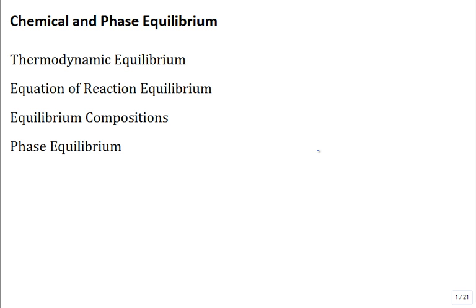So this is the last chapter that we're going to cover. It covers chemical equilibrium and phase equilibrium, okay? So we'll talk a little bit about the thermodynamics of equilibrium. We'll talk about the equation of reaction equilibrium, and the equilibrium composition is the goal. What is our composition of different chemical species in chemical equilibrium? All right. And then last, we'll talk about phase equilibrium.